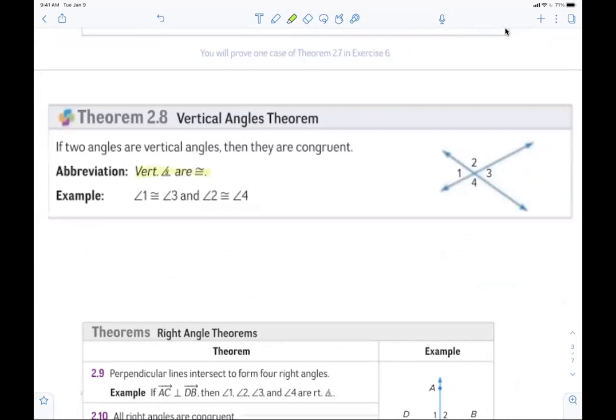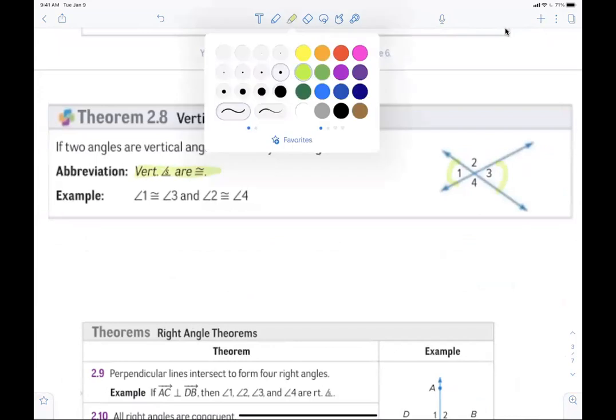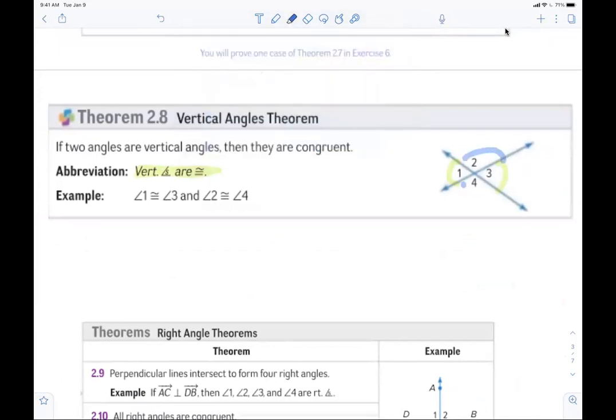Vertical angles are always what? Congruent. That means 1 and 3 are congruent. And that means 2 and 4 are congruent. And we can easily prove that now. Easily. All right, and we will be doing that.